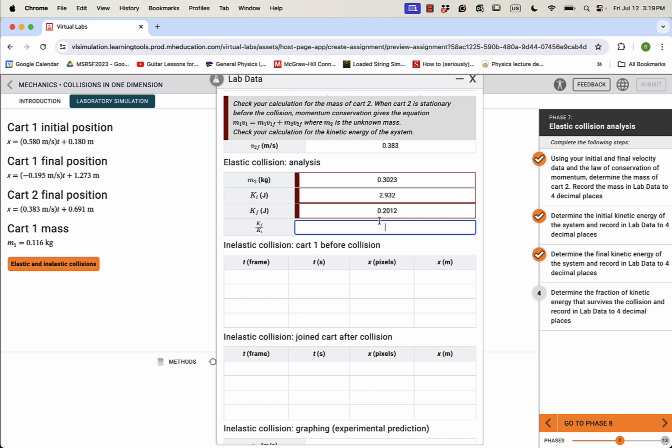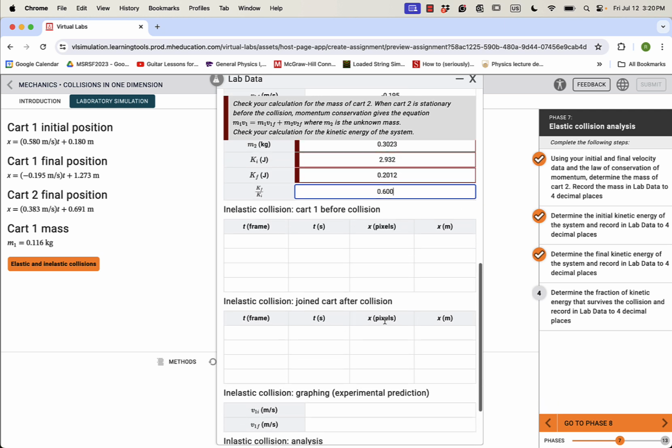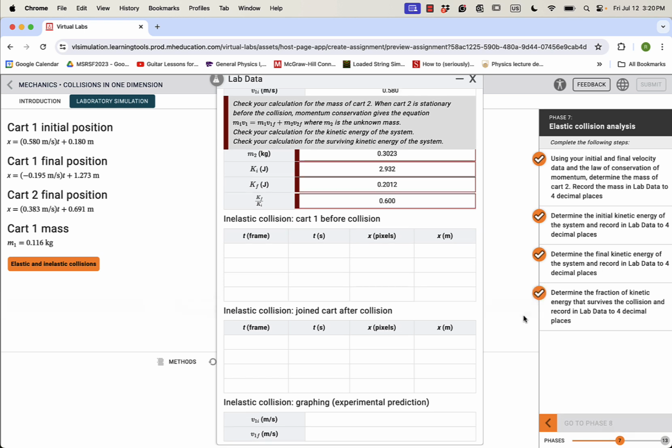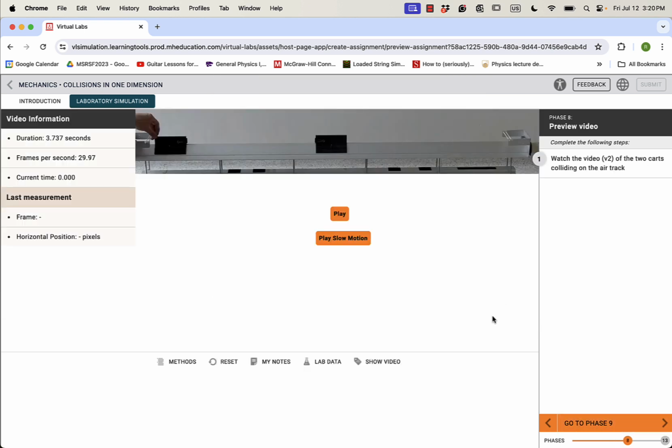Okay, so let's say that's 0.6. Again, you need to find the actual number through the calculation. So this is for the elastic collision. Now you need to do the same kind of experiment for the inelastic collision.